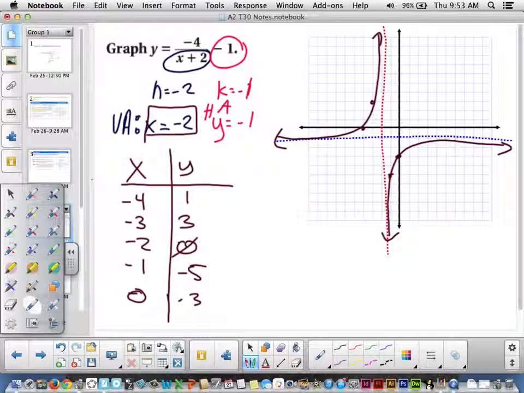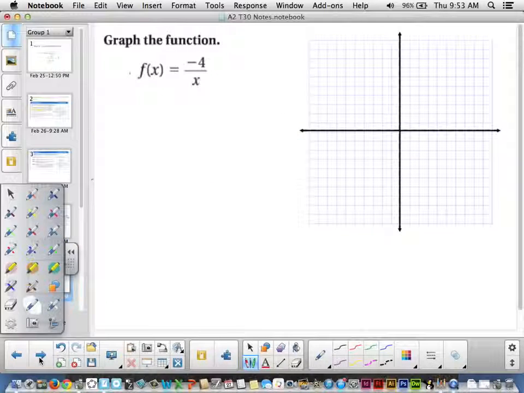And there's our rational function. All right, let's try the same thing on this next one. Nothing's added or subtracted on this one, so that means our asymptotes don't move. So that one will stay there, and the vertical one will stay there. So our asymptotes are x equals 0 and y equals 0.